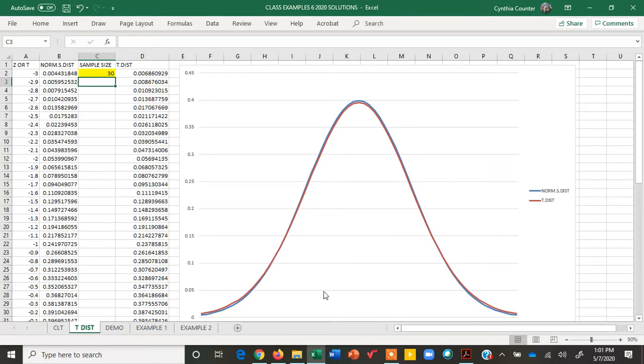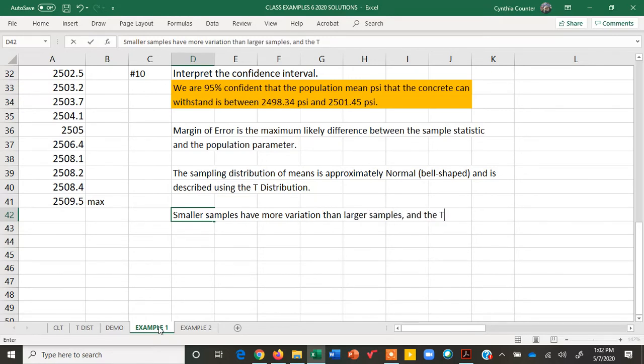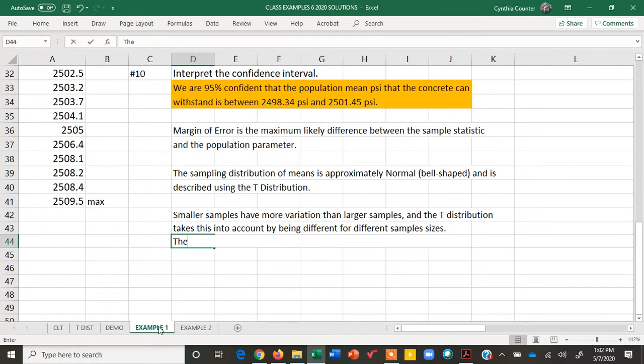Well, why do we have to approximate the standard normal rather than just using the standard normal? That is because smaller samples have more variation than larger samples, and the t-distribution takes this into account by being different for different sample sizes. The tails are thicker than the standard normal, indicating the greater variation.